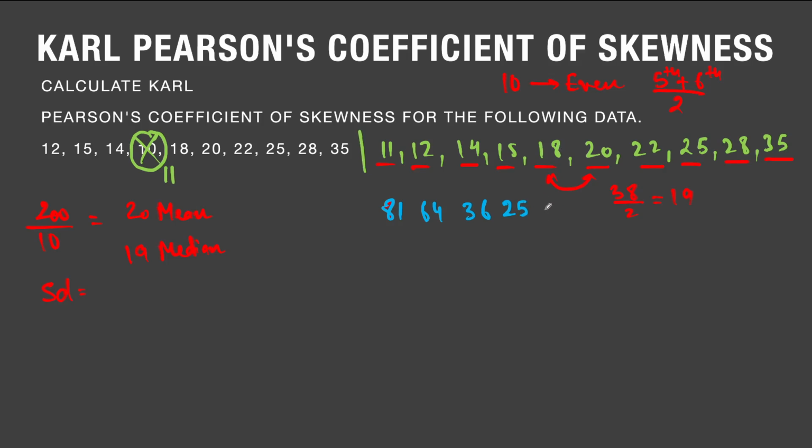20 minus 18 is 2, 2 squared is 4. 20 minus 20 is 0. 20 minus 2 is again 4. 20 minus 25 is 25 in terms of square. 20 minus 28 is 8, and 8 squared is 64. And 20 minus 35 is 15, and 15 squared is 225. I'm ultimately going to square the values, which is why I did not even say the word minus here. So I'll quickly solve it.